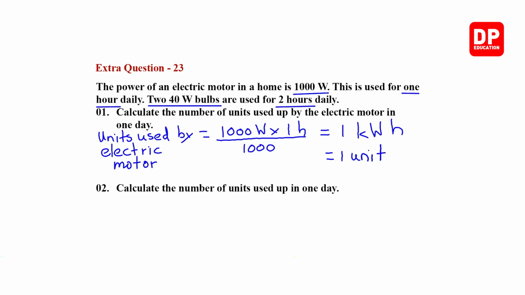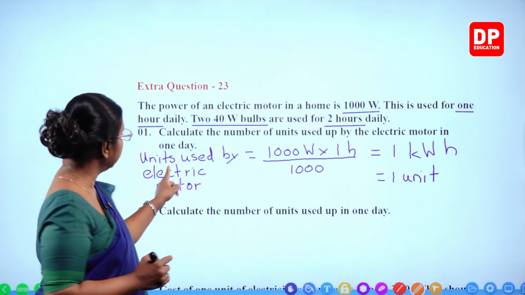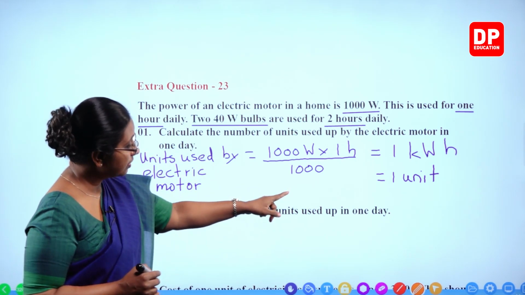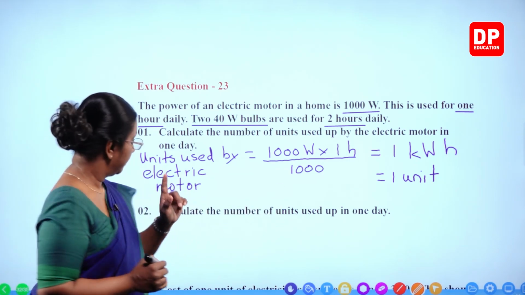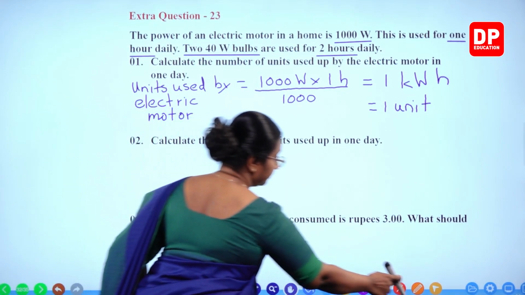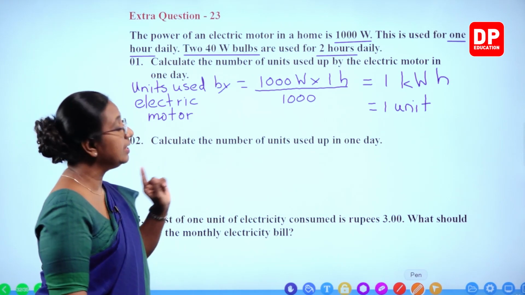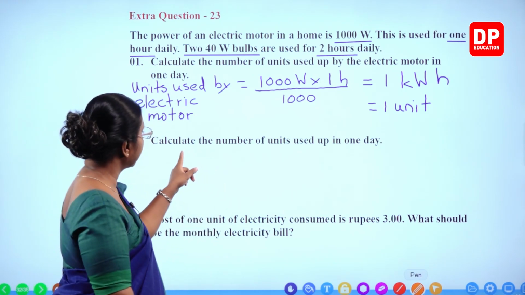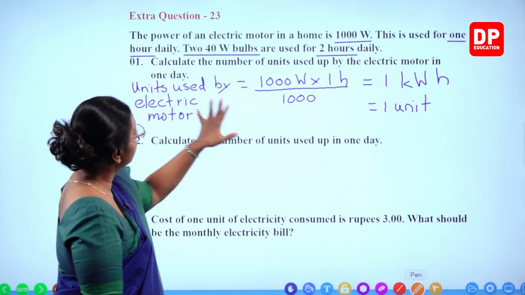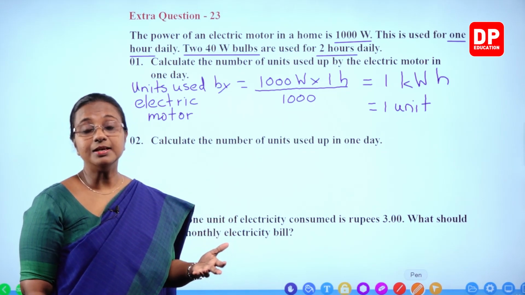1 unit of electricity is consumed by the electric motor in 1 day. You have to remember that also. So that is 1 unit. Then, if we look at the second part of the question, calculate the number of units used up in 1 day. So there they say calculate the number of units used up in 1 day. That means by both the devices, the electric motor as well as the bulbs.